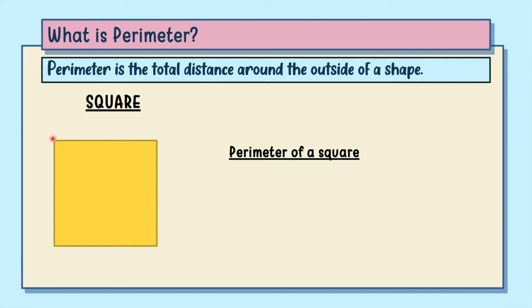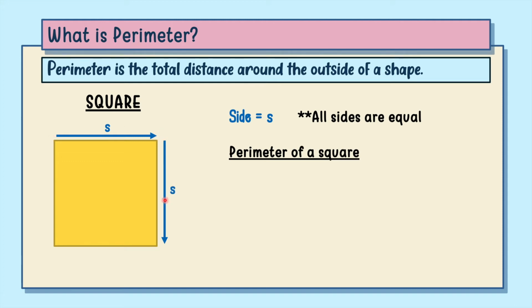So again, start from here. I will name this as S, S, because all sides are equal. And then after this, I will go down here, S, and then go here, S again, which is side. And then for my last step, I will go upwards, which is S. So I have here S plus S plus S plus S. Or you can write it down as 4 times S. So the formula to find perimeter of a square is S plus S plus S plus S, or 4 times S.